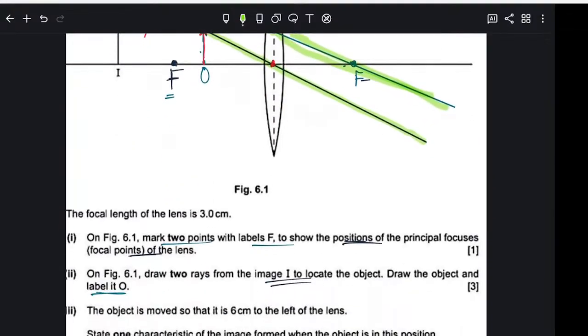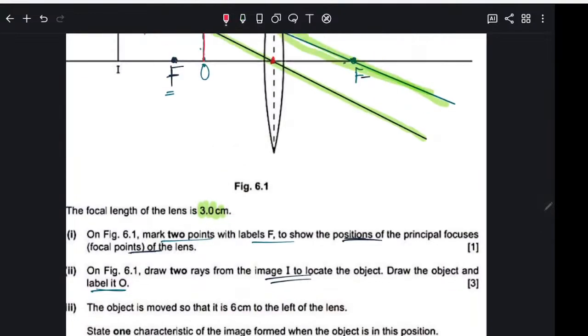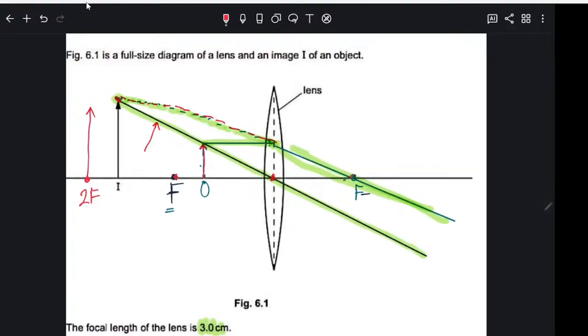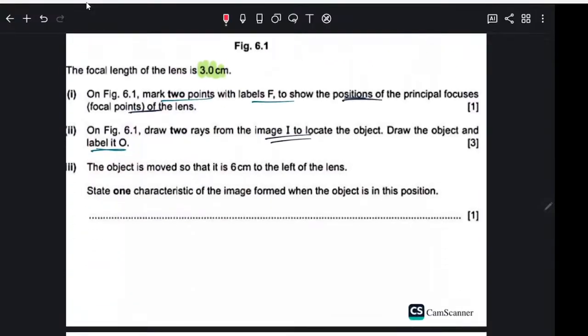They now want to move the object. They say the focal length is 3. So you measure that 3 and you put the focal length on both sides. Then they are now saying the object is going to be at 6 centimeters, which is 2 focal lengths. So we want an object exactly at 2 focal lengths. What do you know about an object that is exactly at 2 focal lengths? From what we did on top there, what are its properties?